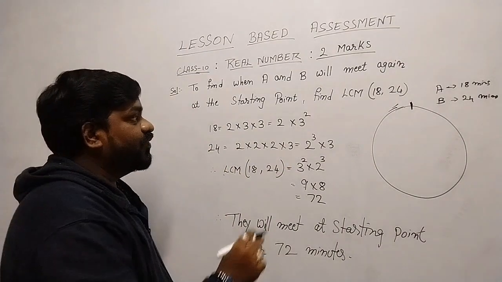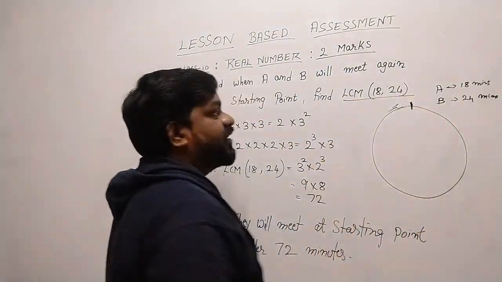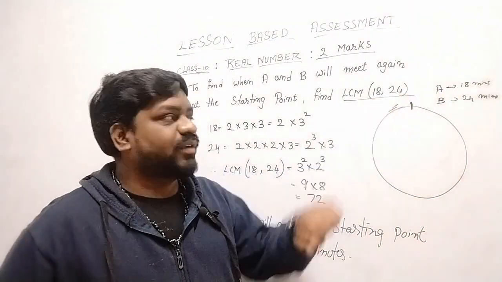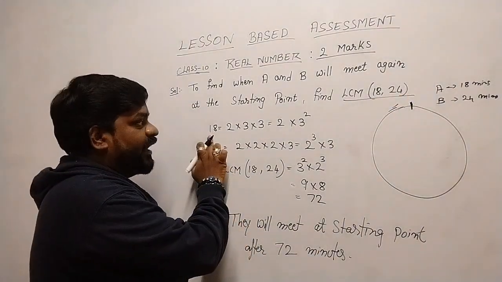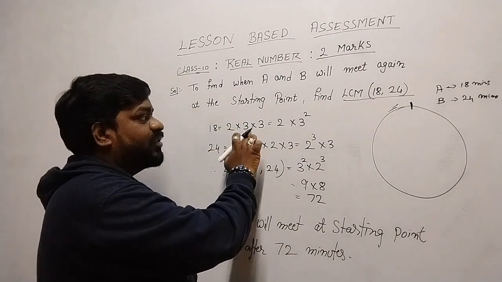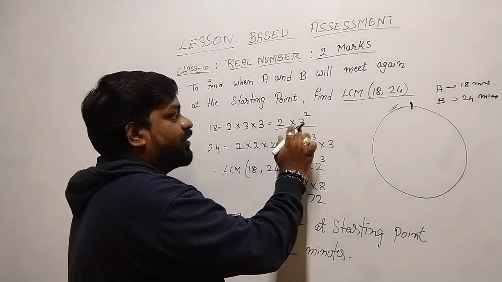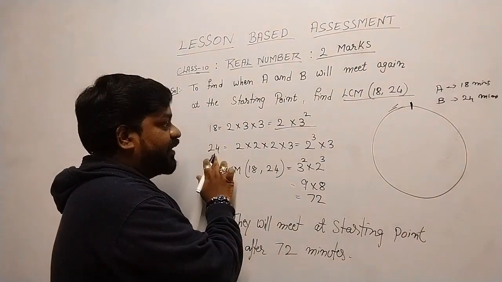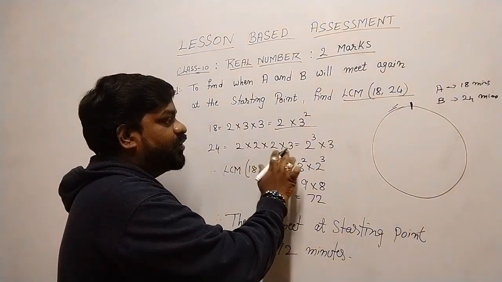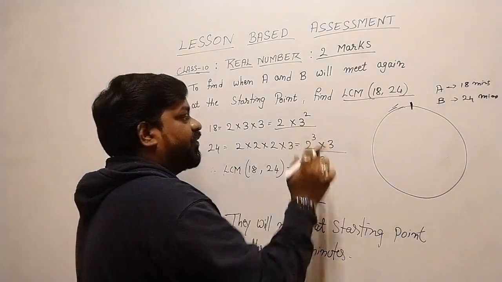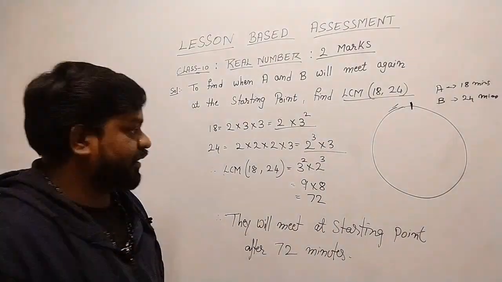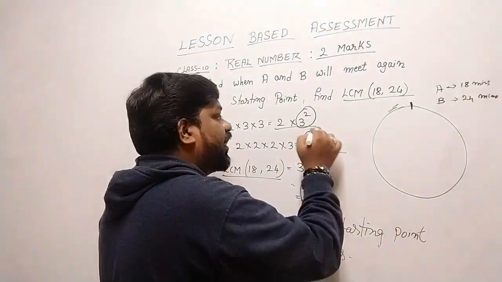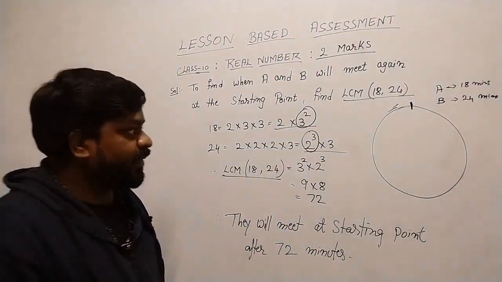To find this, we need to find the LCM of both the numbers, that is LCM of 18 and 24. 18 can be represented as 2 into 3 into 3, that is 2 into 3 power 2. Whereas 24 can be written as 2 into 2 into 2 into 3, that is 2 power 3 into 3. To find the LCM, consider the number with the highest power.